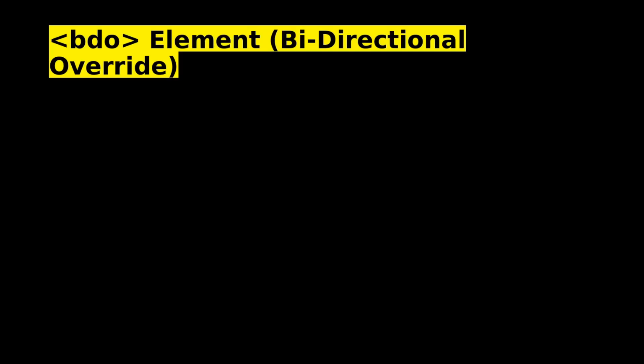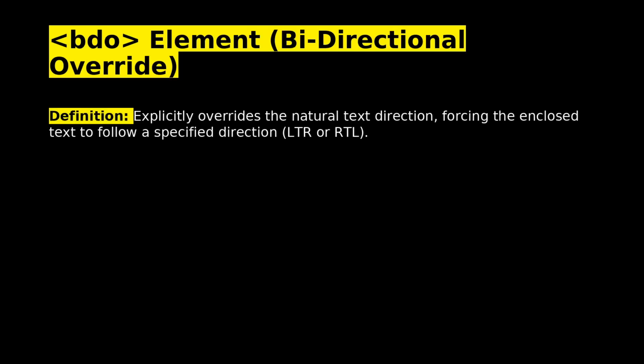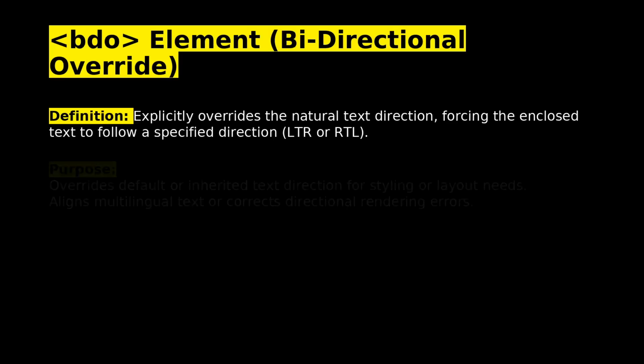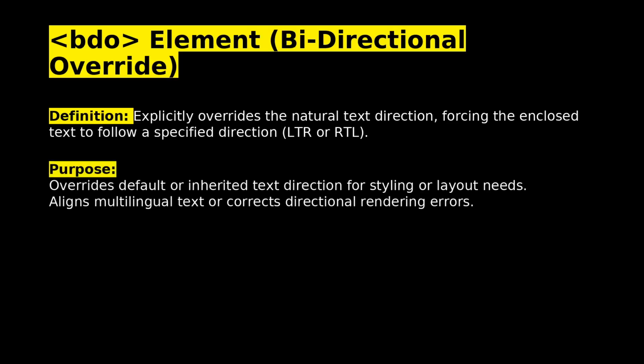Now we have the bidirectional override. The bidirectional override element explicitly overrides the natural text direction, forcing the enclosed text to follow a specific direction, from left to right or right to left. Its purpose: it overrides default or inherent text direction for stylistic or layout purposes. It helps align multilingual text or correct errors in directional rendering.